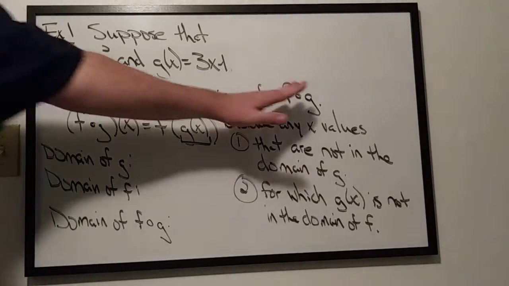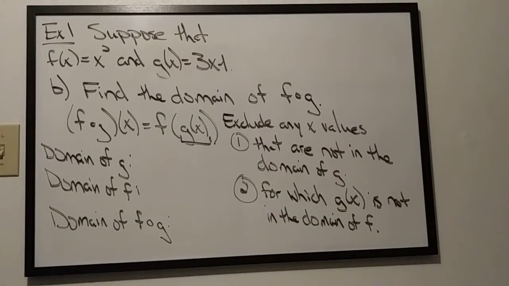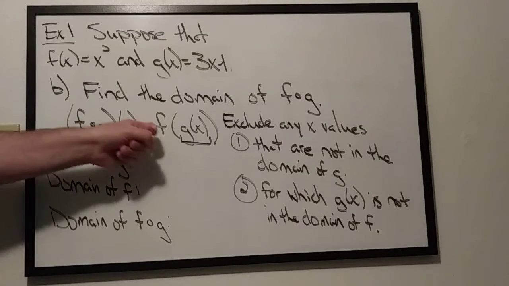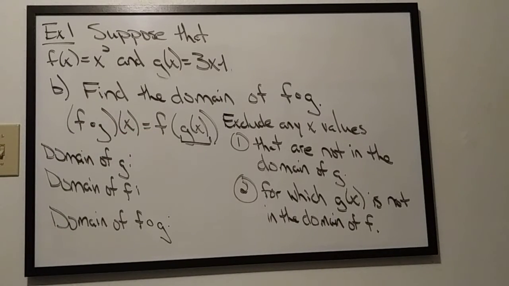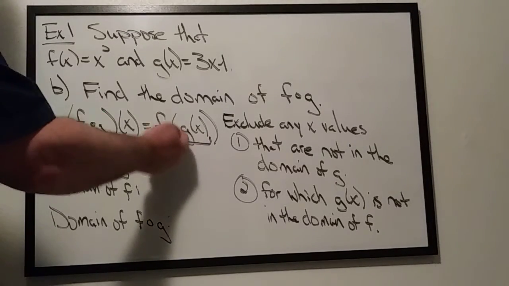So you'll notice over on the right hand side, I've written out some statements here. Whenever you're trying to find the domain of a composite function, the first thing you want to think about is you need to exclude any x values that are not in the domain of g. If they're not in the domain of g, there's no way that the composition is going to make sense.